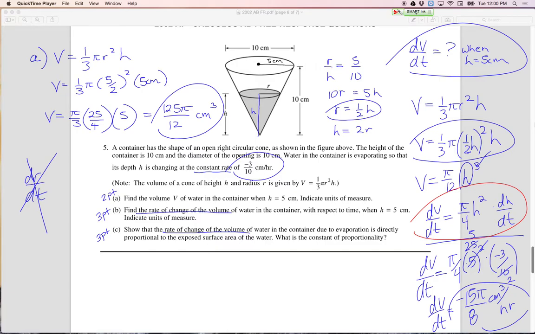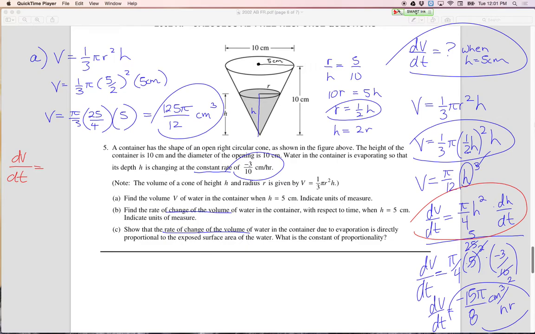See this right here, once you found the derivative of volume, you found the rate of change for volume. This right here, it is it. This is the formula that calculates the rate of change for volume at any time. It's your derivative. So I want to show that that derivative, all right, this is where it gets fun. I want to show that dV/dt is directly proportional to the exposed surface area of the water.